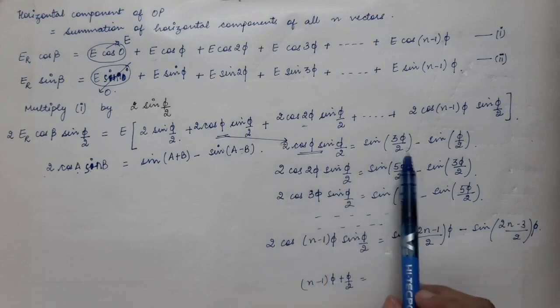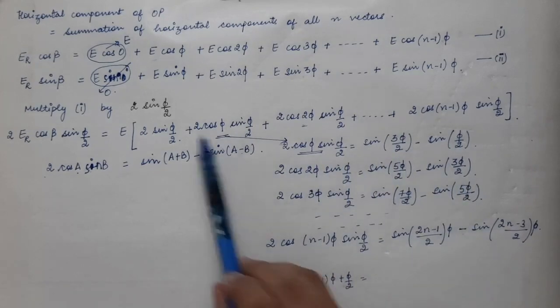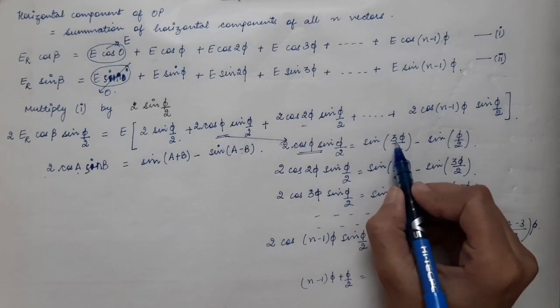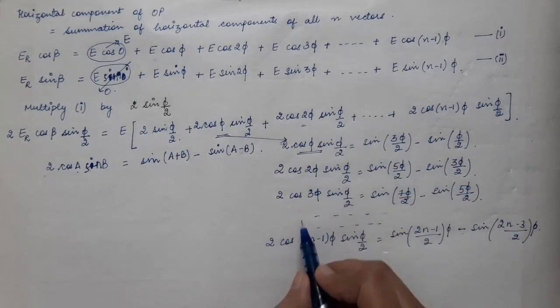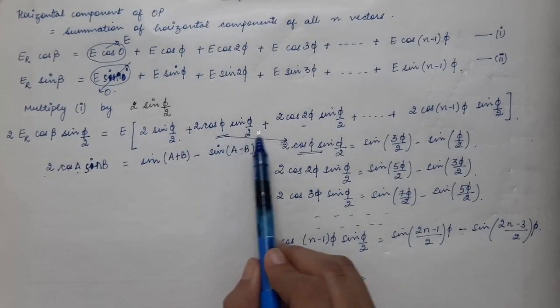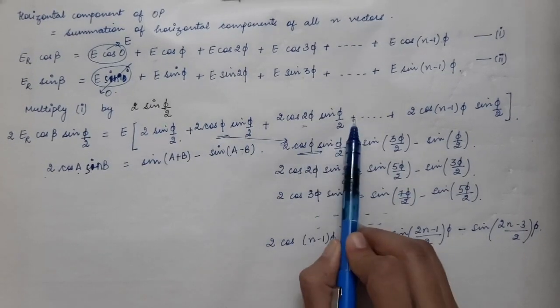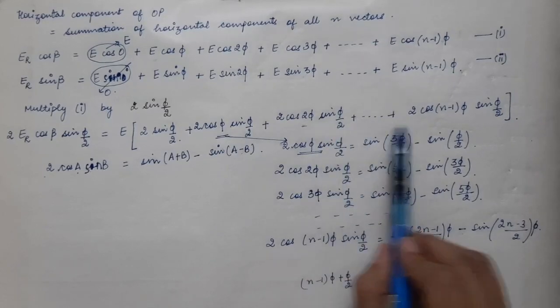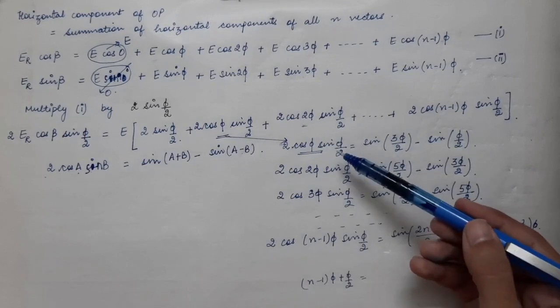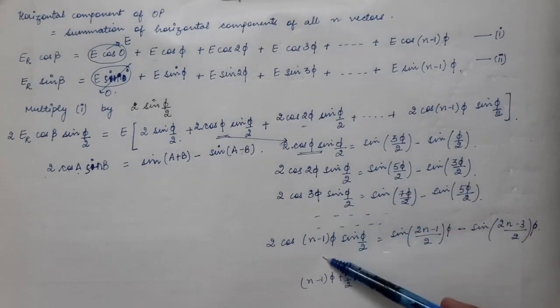Now when you will put all these values in this equation that we had written, so you will see this sine 3 phi by 2 when you will do the summation of all these terms. So here you have 2 cos phi sin phi by 2 plus this term, then plus again the next term, and so on. You have to do the summation of all these terms.